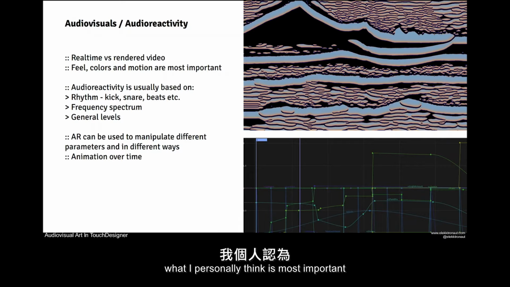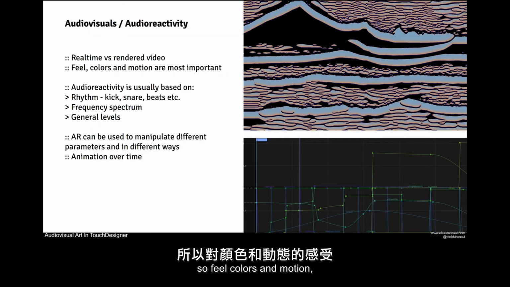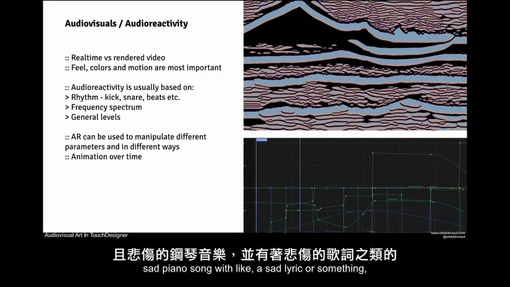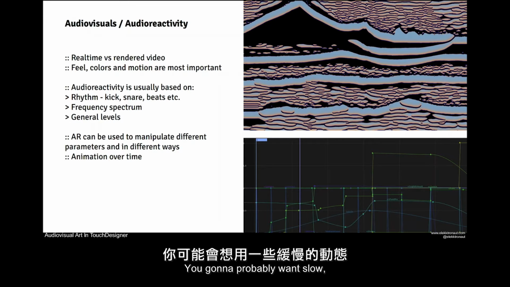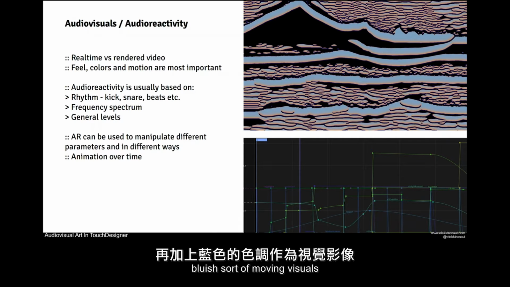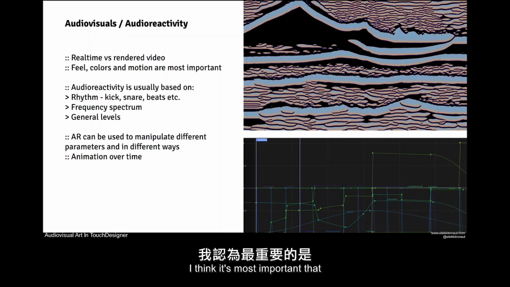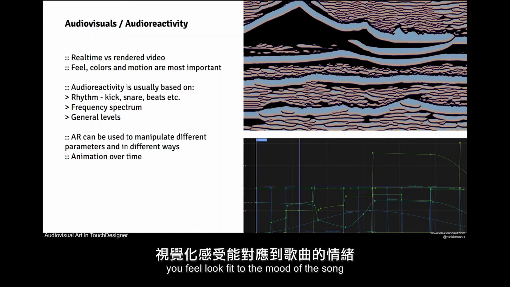Right, so what I personally think is most important about audio visuals is that they really fit to the mood of the song, that they fit to the feeling. So yeah, feel, colors, and motion, I think are really crucial here. Just a very stupid example is that when you have a very slow, sad piano song with a sad lyric or something, you're not gonna want to do really flashing red, bright visuals, right? You're probably gonna want slow, bluish, moving visuals. So just as a very basic example, I think it's most important that your feel and look fit to the mood of the song.